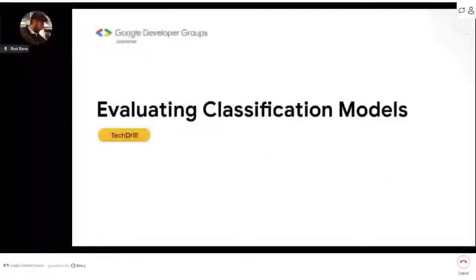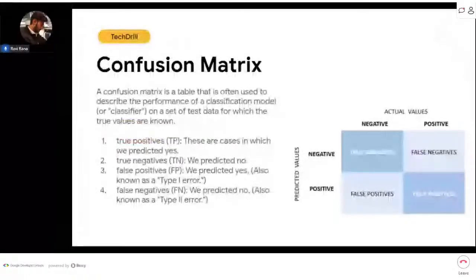Now we will be seeing how we will evaluate our classification models. For the purposes of evaluation, we had accuracy score, and we had mean squared error and root mean squared error. So how do we evaluate our classification model?